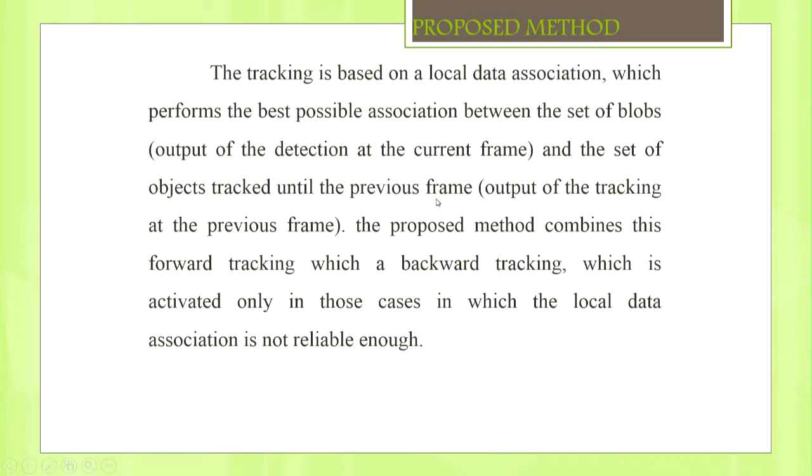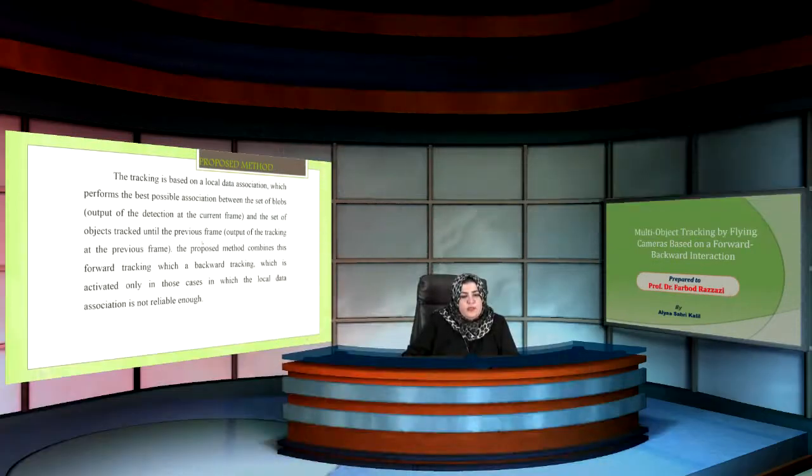In both methods, the tracking is based on the local data association, which performs the best possible association between the set of globals output by the detection at the current frame and the set of objects tracked until the previous frame, output of the tracking at the previous frame. The proposed method combines this forward tracking with the backward tracking, which is activated only in those cases in which the local data association is not reliable enough.